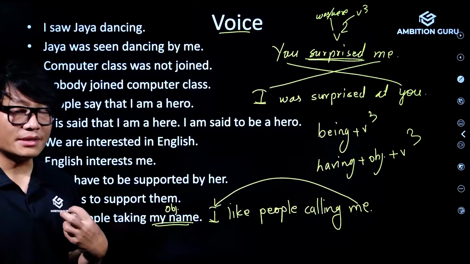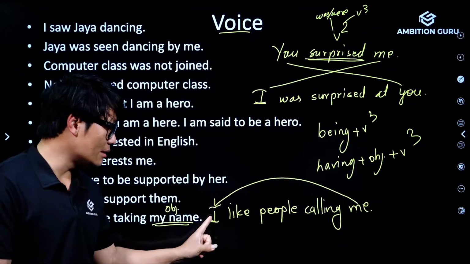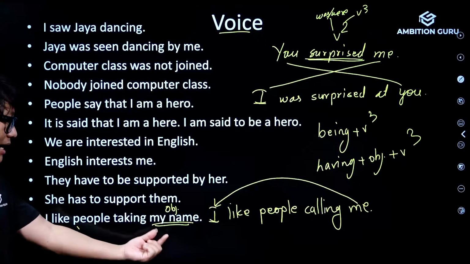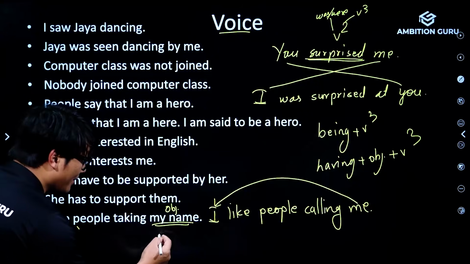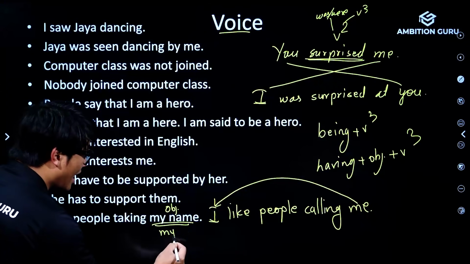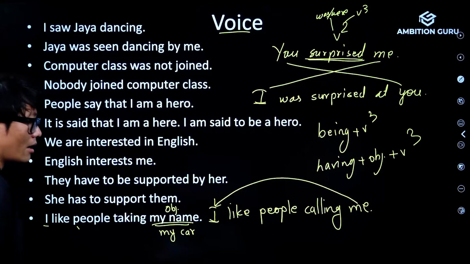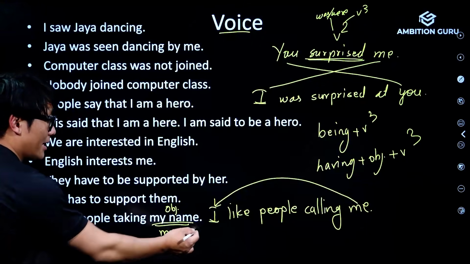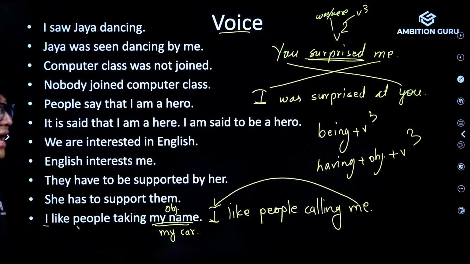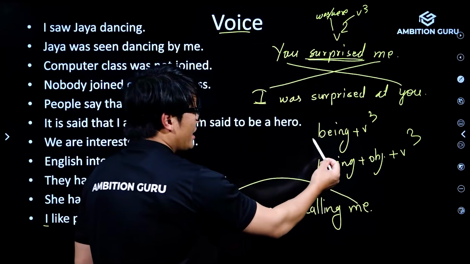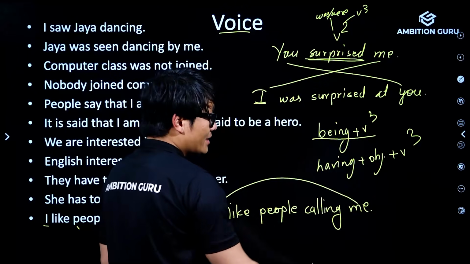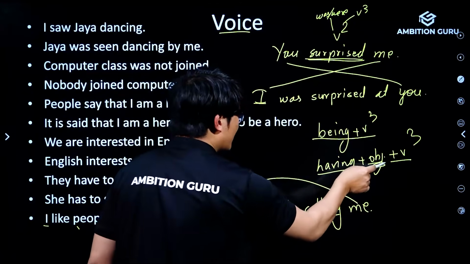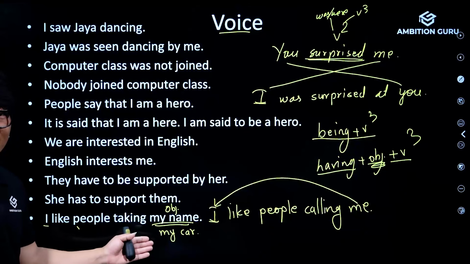So when there is an object case, then obviously this means a subject. But here it is my name, so this is an object. We take it as an object. In the place of my name here there can also be my car, my bag, my pen, like that. So it has two answers. One is being plus verb 3. Next is having plus object plus verb 3. So when there is an object, then obviously you need to understand this one.